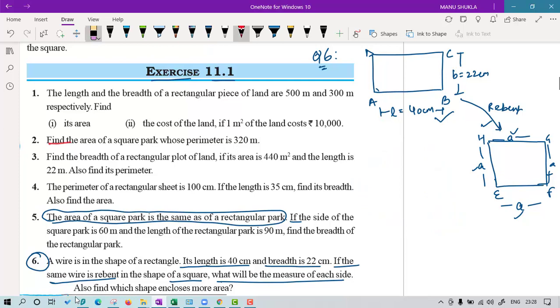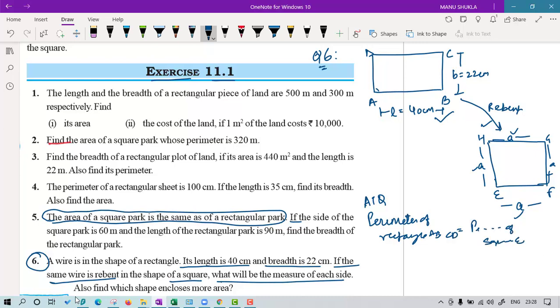So you can say, according to the question, perimeter of rectangle ABCD is equal to perimeter of square EFGH. Now just put the formula. The perimeter of a rectangle is given by twice L plus B, equal to 4 into side, which in our case is A, so you can write in the bracket 4 into A. Now just put the values and you will get the answer. Twice L plus B, 40 plus 22 is equal to 4A.